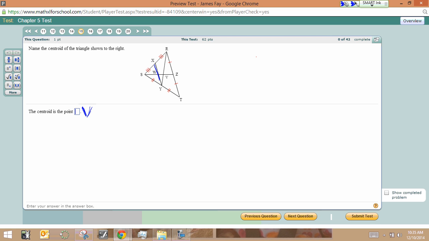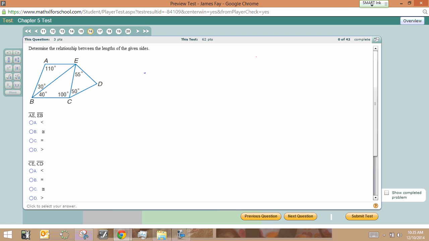W is the intersection of those two lines, one of them being a median. This line right here is a median, but this segment here is a mid-segment. And we don't have a point. We never talked about when a mid-segment and a median intersect one another.